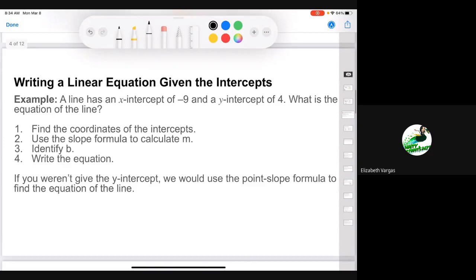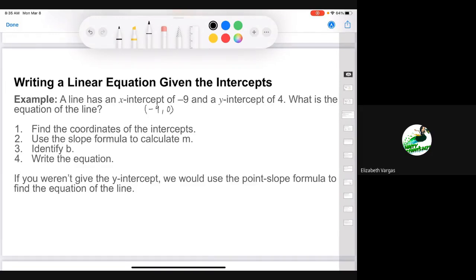So what about if I'm given something like this? Well, here I'm not given an exact graph, but I am given some information. And so this example says a line has an x-intercept of -9, and a y-intercept of 4. What is the equation of the line? Right? So this is the information I'm given. I'm not given an exact graph, but I am given some information. And that is that my x-intercept is -9. So basically that gives me the coordinates -9 and 0.